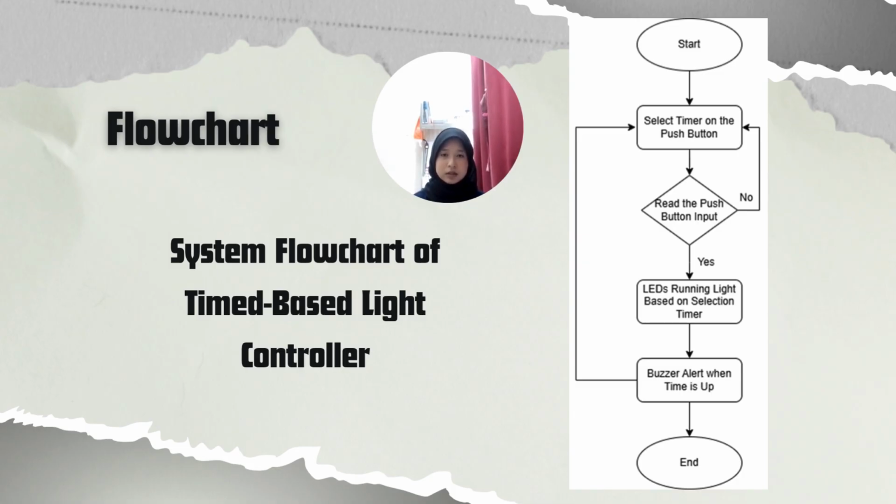The process then concludes with the system returning to an idle state, ready for further user interaction. This flow ensures a simple yet efficient operation, combining visual and auditory feedback for effective lighting control automation.